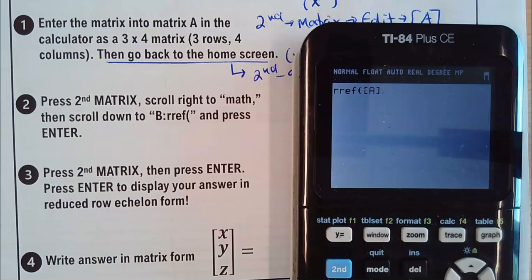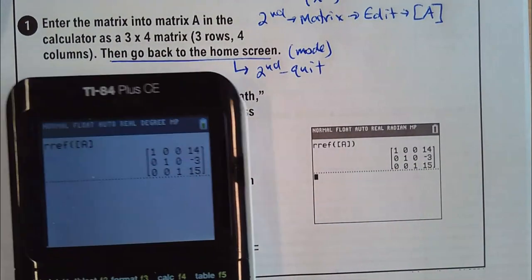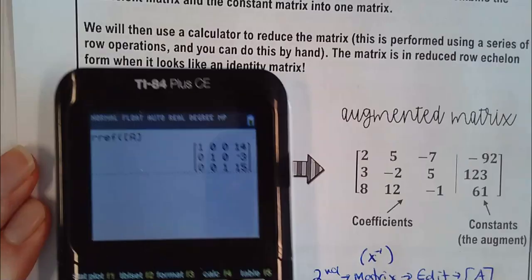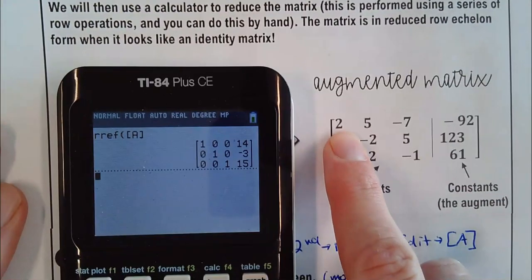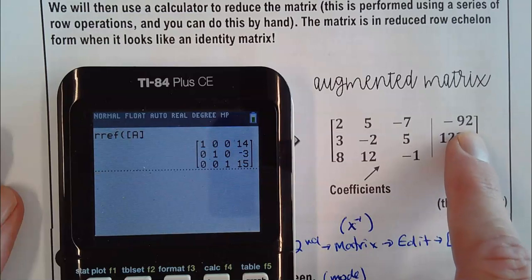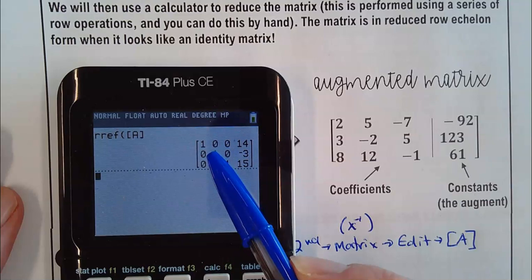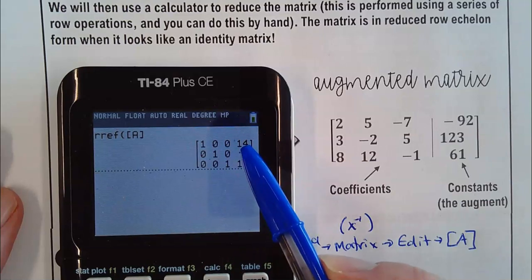If you hit enter, it's going to perform a whole bunch of operations to that table. And this is reduced row echelon form. And if you remember, this first equation, when we put these in, it was 2x plus 5y's minus 7z's was negative 92. Well, this says 1x plus no y's plus no z's equals 14.